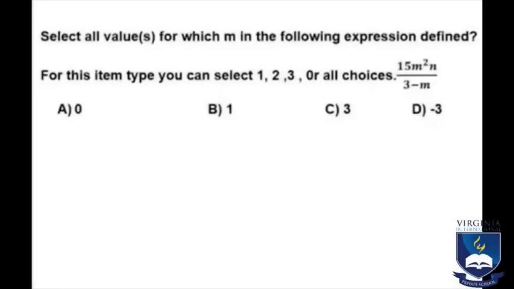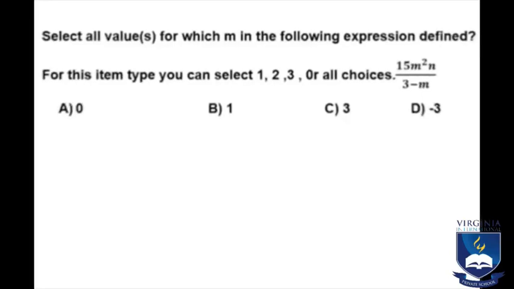Select all values for which m in the following expression is defined. For this item type, you can select 1, 2, 3 or all choices. 15m squared n over 3 minus m. A is 0, B is 1, C is 3, D is negative 3. As you probably know, this expression is a rational expression, so it will be defined when the denominator is not equal to 0. So I'm going to focus on 3 minus m.